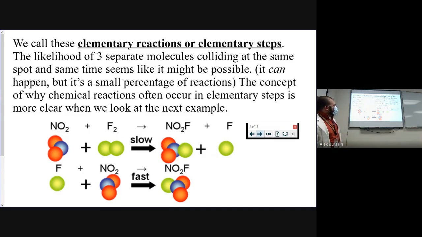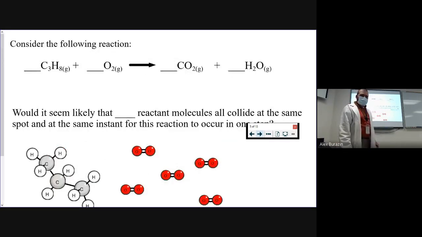So the concept of why chemical reactions often occur in elementary steps is more clear when we look at the next example. Let's look at this one. Balance that if you could. Hopefully it shouldn't take you too long, but balance that if you could.